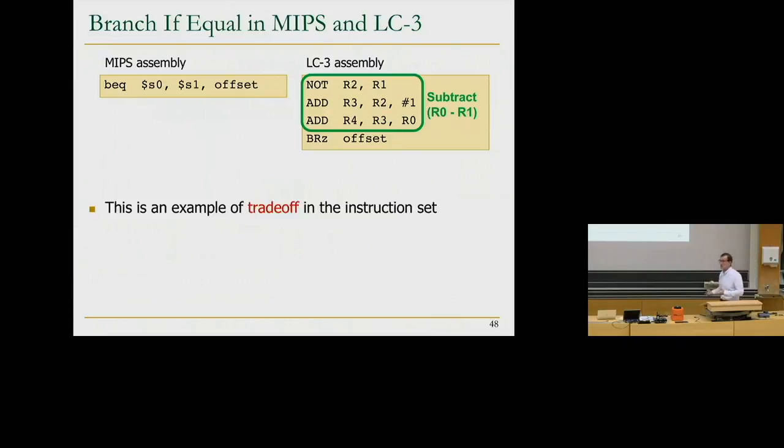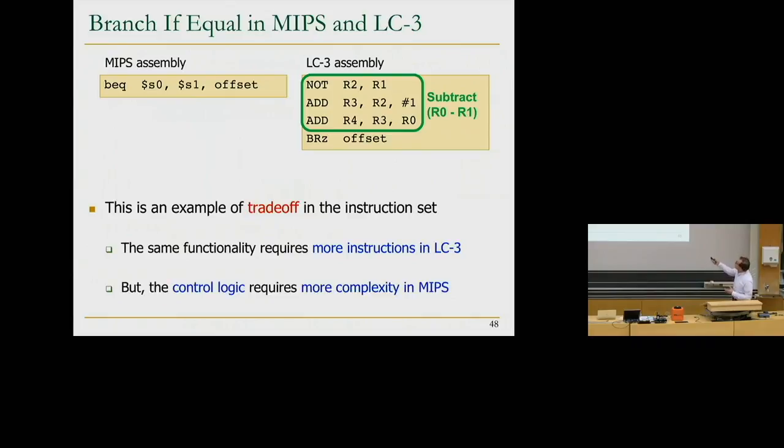So basically, you have a trade-off in the instruction set here. Do you have a powerful instruction, or do you have not so powerful instruction? It's a very similar trade-off. The same functionality requires clearly more instructions in LC-3. And also the fact that you don't have a subtract adds one more instruction over here. But the control logic requires more complexity in MIPS. Now you actually need to orchestrate the fact that you're doing a comparison. And if it's 0, you need to do a 0 check over here. That 0 check happens automatically here to set the Z bit. But this instruction needs to do a lot more.